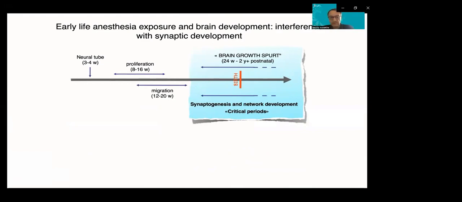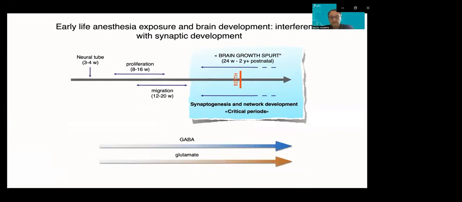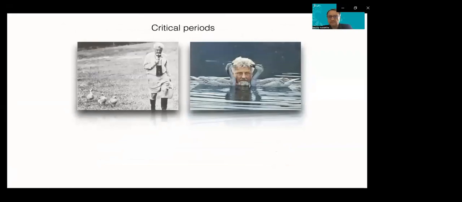And what you have to realize is that both GABA and glutamate are there from very early stages of development, and their functional receptors as well. And we know that GABAergic and glutamatergic transmission plays a major role during the critical periods of synaptogenesis and network development.